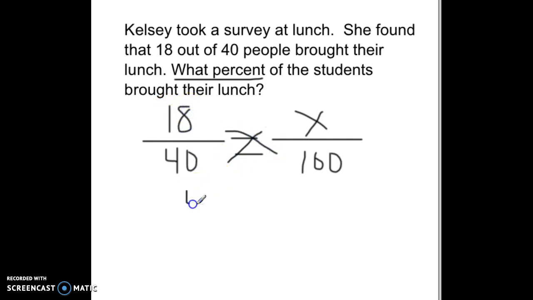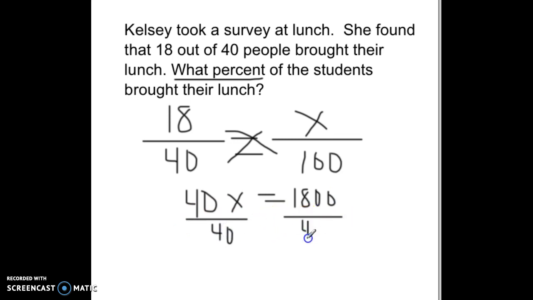Once again, we're going to do cross products. So 40x equals 1800. Now, I don't know what this is. It's a one-step equation. I know we need to divide by 40 on both sides. X equals, and I am going to my calculator, 1800 divided by 40 is 45. So if it's asking what percent, I need to make sure I label that as 45%. And that answer makes sense because if it had been 20 out of 40, that would have been 50%. So real close on that one.